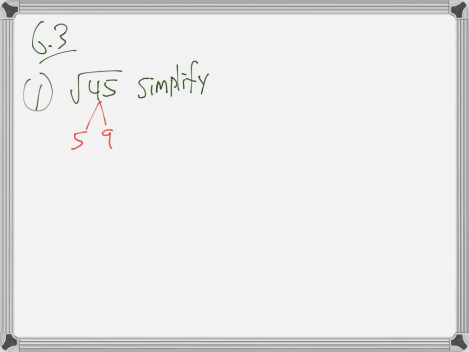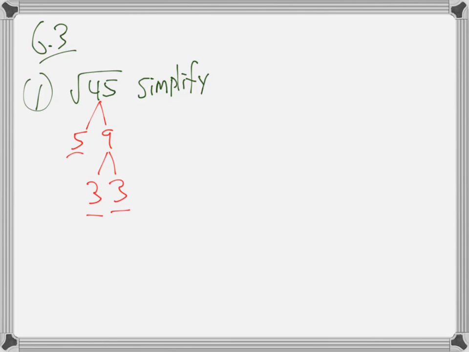5 times 9? And you can use your calculator if you're rusty on some of those times tables. 5 times 9 is 45. And 9 is what times what? 3 times 3. And that's as far as I can break those down. These numbers won't break down anymore. What are those numbers called? Primes. Anyway, I'm not going to quiz you on the name. They won't break down anymore.